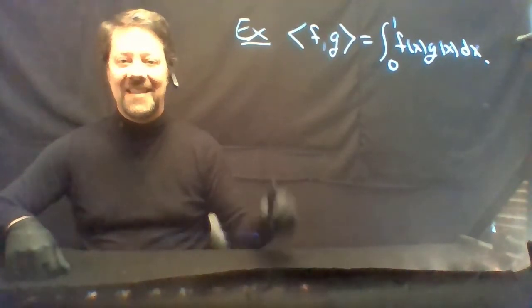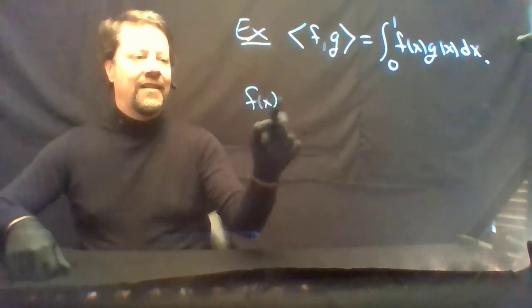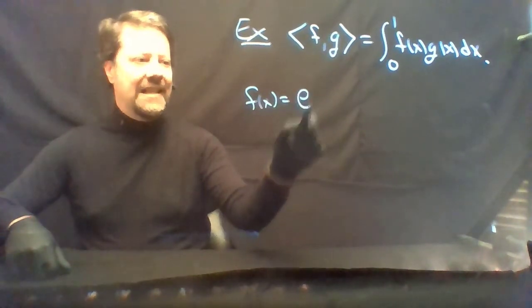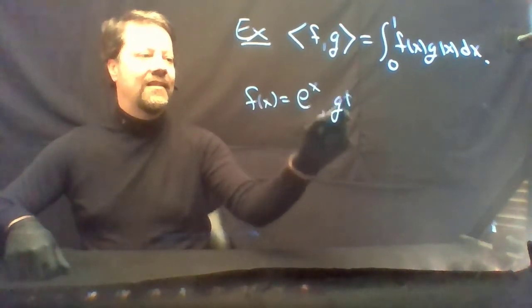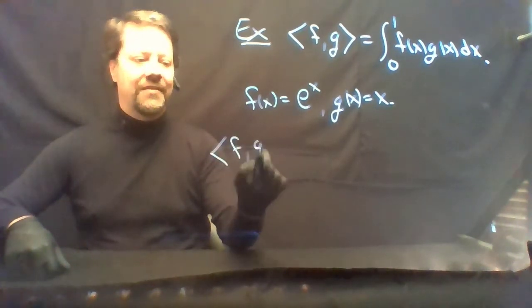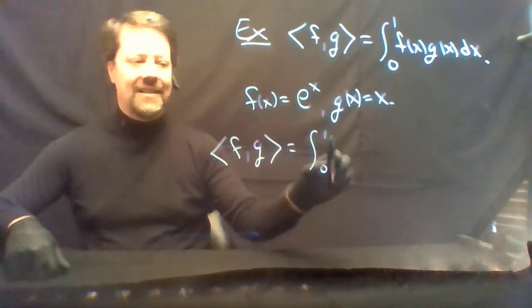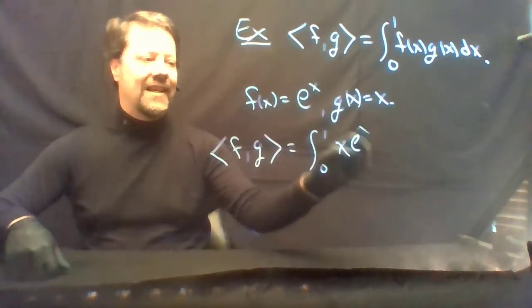Let's look at a simple example. Suppose I have f of x equals e to the x and g of x equals x. Let's calculate the inner product of these two functions. According to this definition, that's the integral from 0 to 1 of x e to the x.